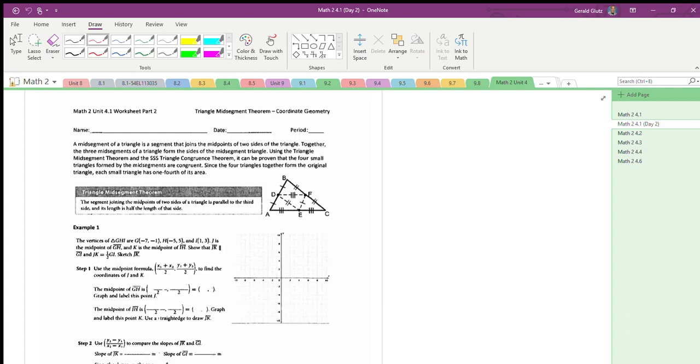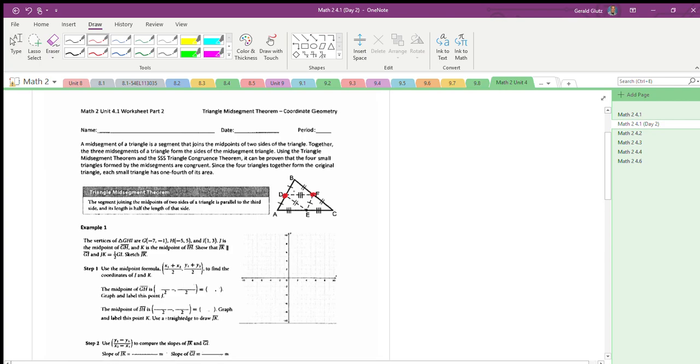So number 1, we have to prove, like for example, using this shape up here, we have to prove that D is the midpoint of AB, and then we have to prove that F is the midpoint of BC. We would have to prove that the midsegment, when I connect those 2 midpoints, is parallel to this third side. And we'd also have to prove that the midsegment is half the length of this third side. So for each example, we're going to do all 3 of those things.